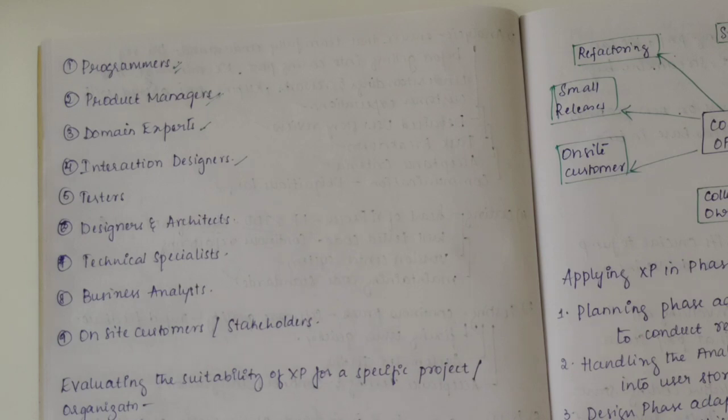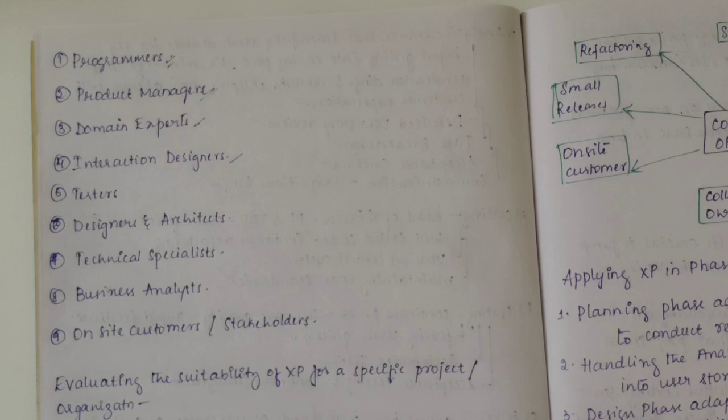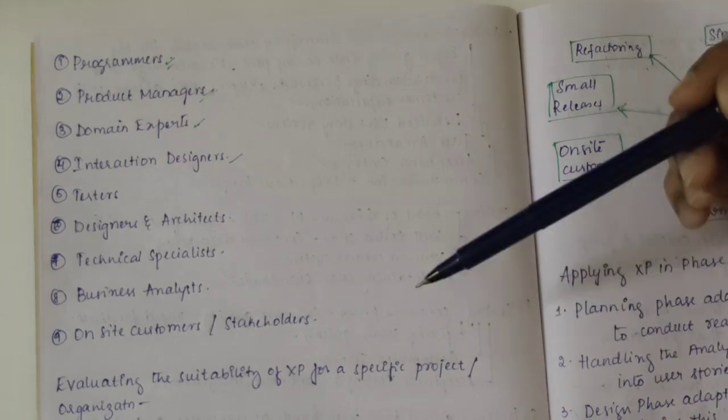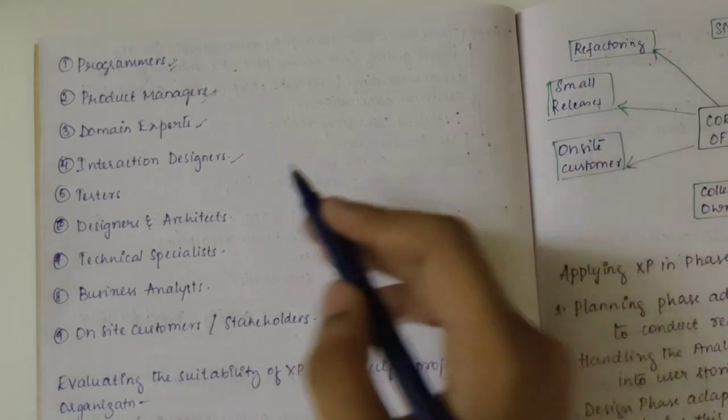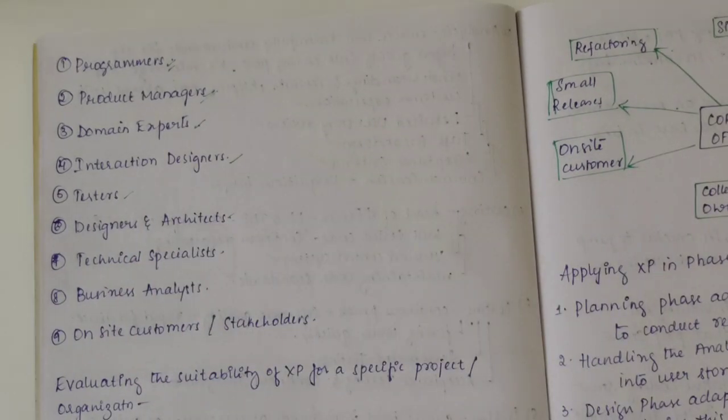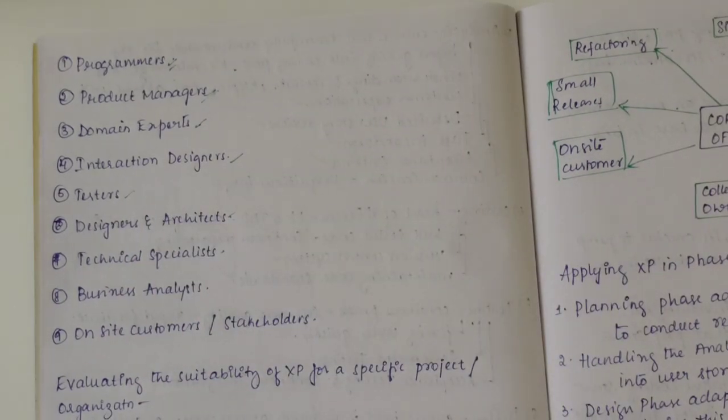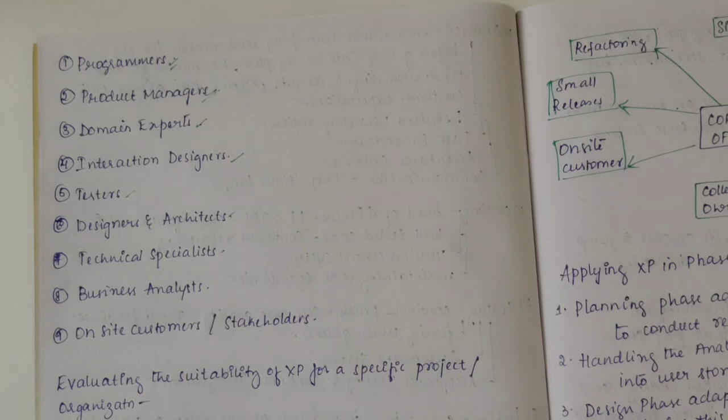Then we have the testers. Testers make sure that there are no errors in the software which we have written, and that it obeys all the user specifications and the standard quality is met. Next we have the designers and architects. Designers and architects aim to develop the entire project architecture properly, and this development and design should be in incremental order.